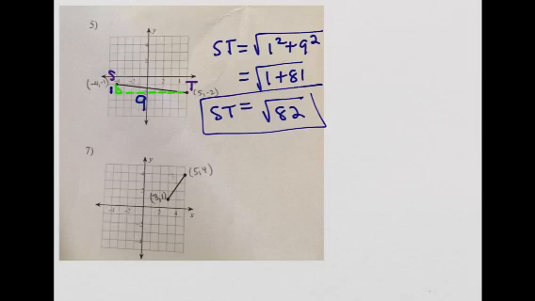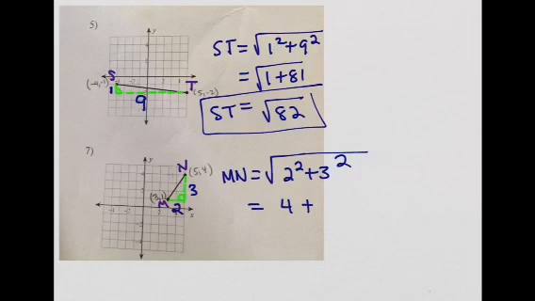For number 7, I'll draw it going this way. There's the right angle. We'll call it MN. MN right there. So the leg going down is 3 units long. The one going across is 2 units long. So MN is the square root of 2 squared plus 3 squared. So that's going to be 4 plus 9. And then you square root that. Square root of 13. So that's the length of MN.